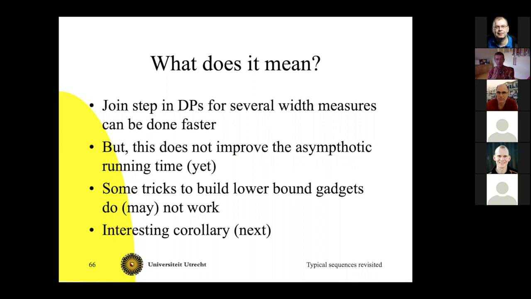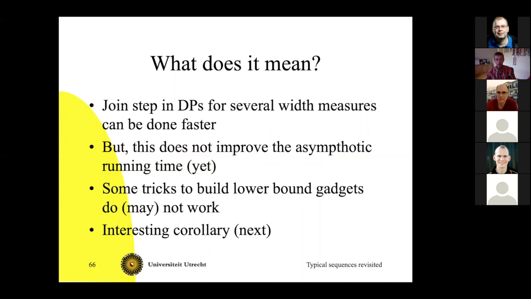Well, for the dynamic programming algorithm for Treewidth, it means that the join step you can actually speed up significantly. We thought we had to look at all the different ways of merging two sequences, but instead there's only one of them. So what you can do is you look at every pair and put in the new table only the dominating one, instead of putting in the table all the different merges.